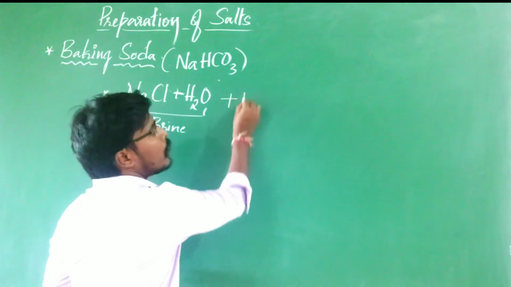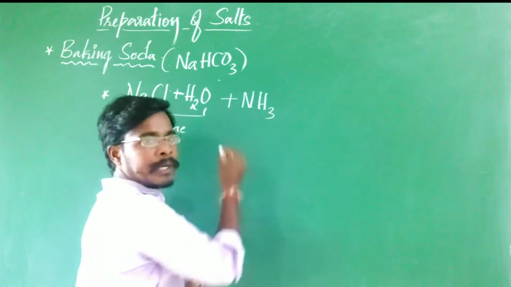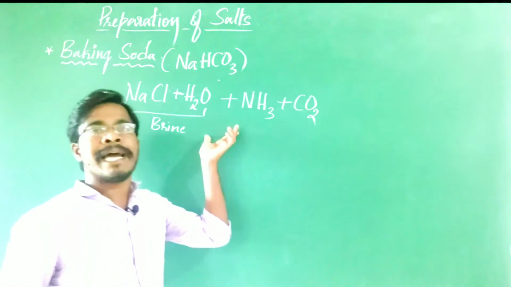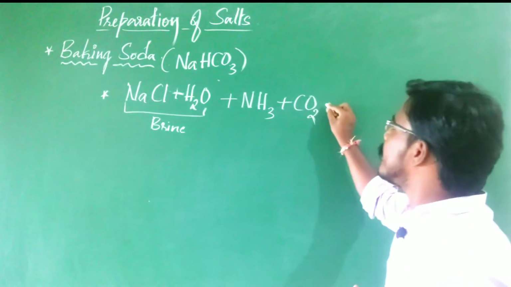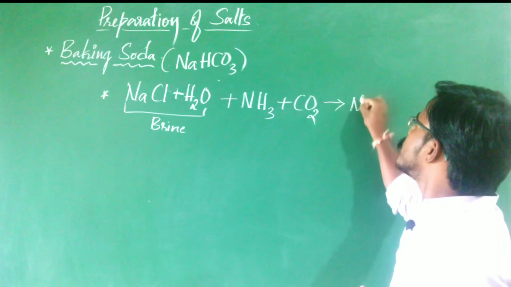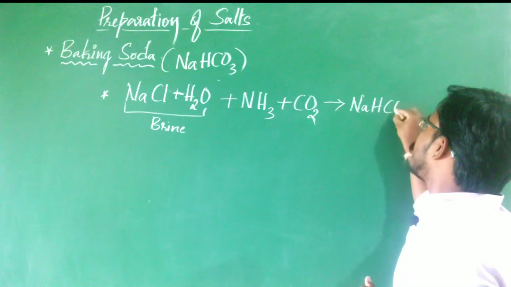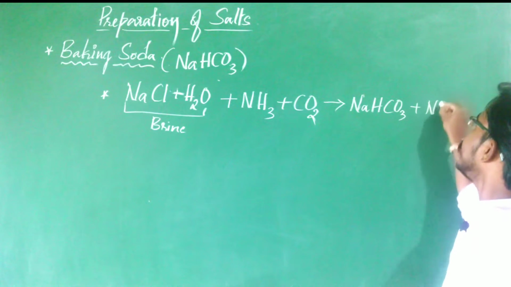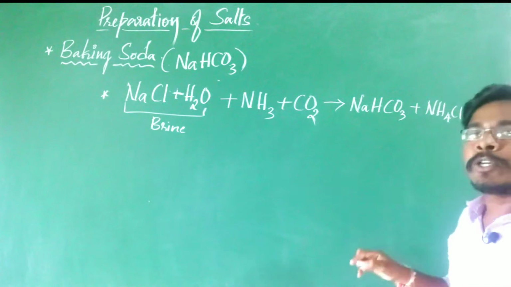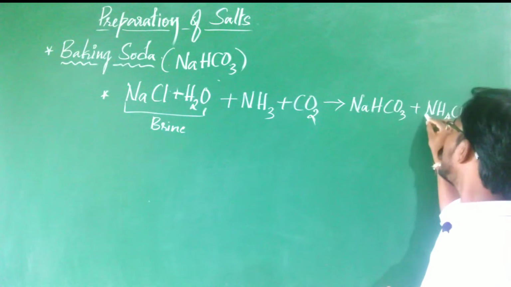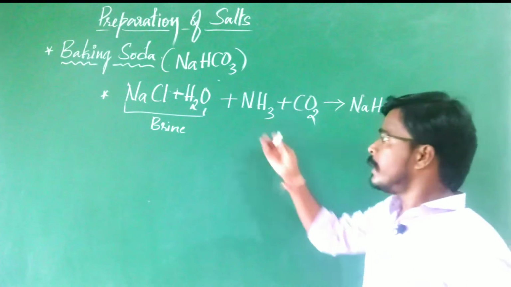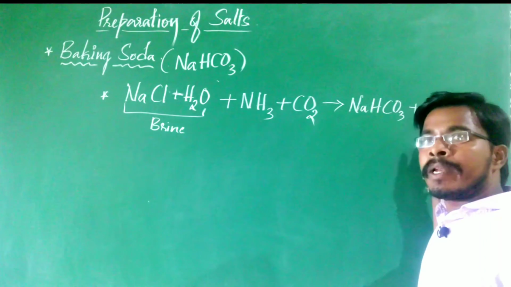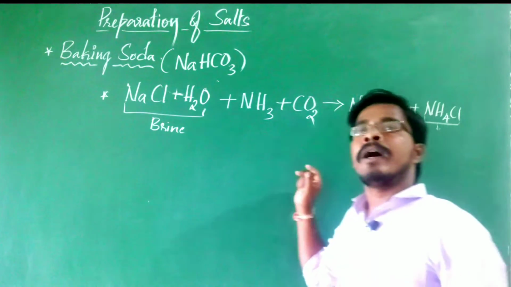To this we add ammonia, and carbon dioxide gas is passed through it. Then what is the reaction here? It forms sodium bicarbonate, and ammonium chloride, NH4Cl, is obtained as a byproduct. This ammonium chloride is dissolved in water, as sodium chloride was mixed with the water, so we get ammonium chloride as a byproduct dissolved in the water.